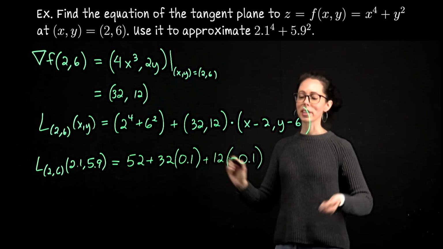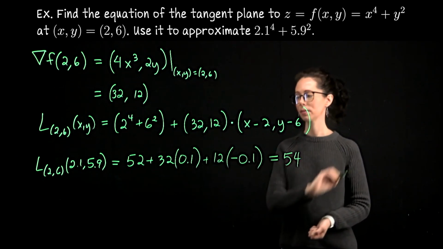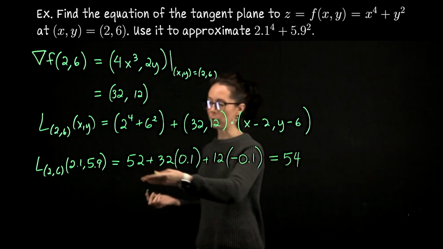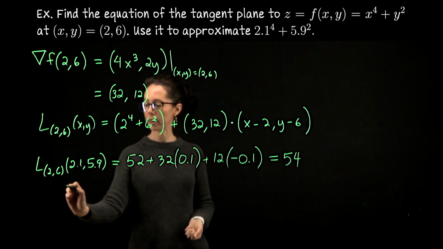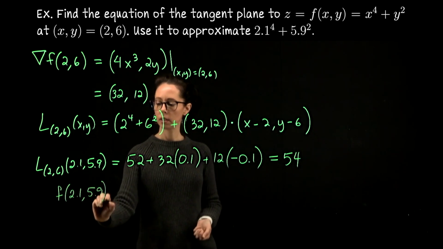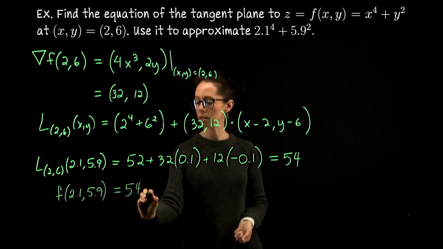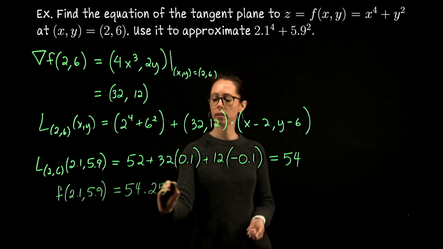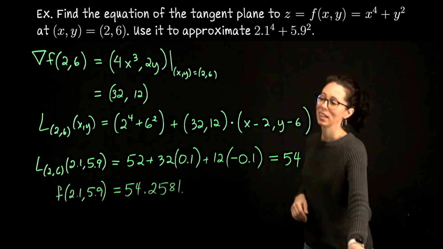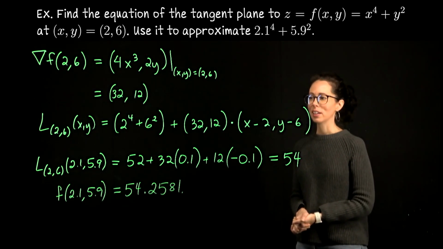And I did just do this in a calculator. It's 54. Of course, we can also actually evaluate 2.1 to the fourth plus 5.9 squared. And when we do, we get 54, I believe, 2581. So reasonably close.